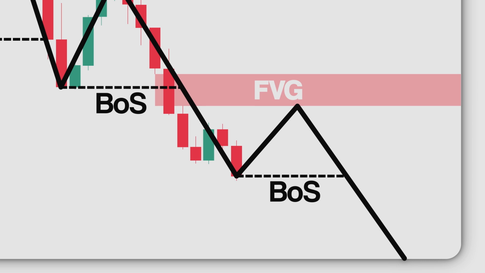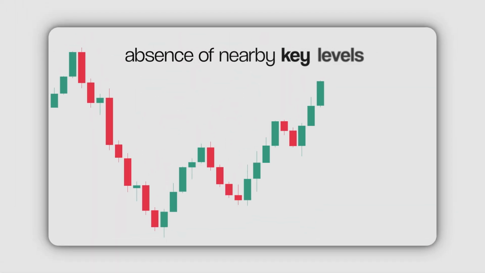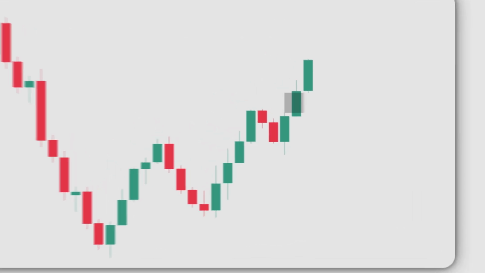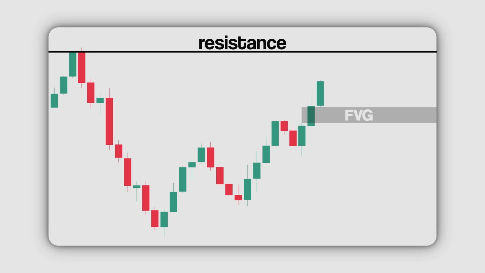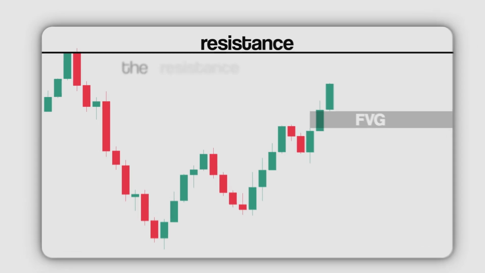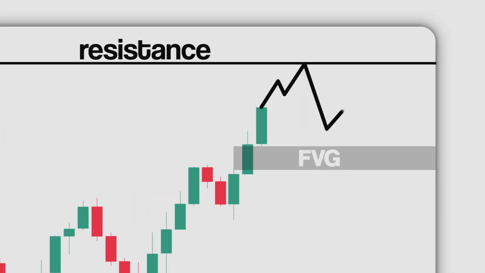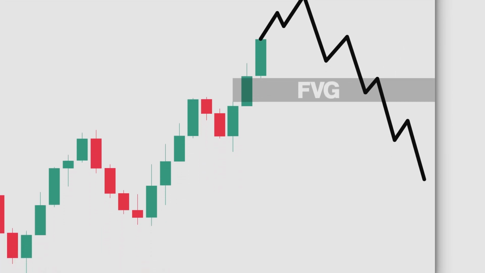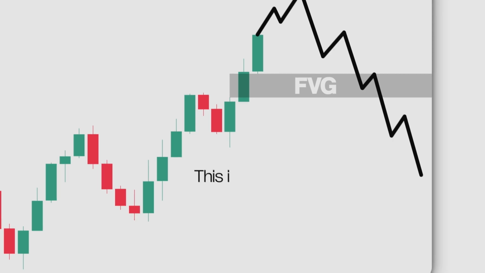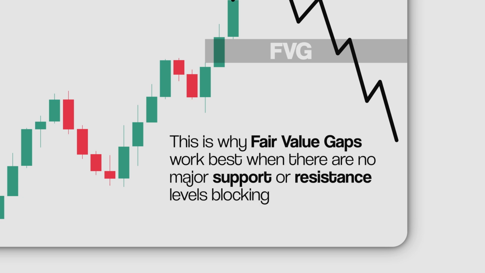Another sign of a high-quality fair value gap is the absence of nearby key levels. On this chart, we see a bullish fair value gap, but there is a strong resistance zone located directly above it. In this situation, the resistance may be stronger than the fair value gap itself. As a result, when price retraces into the fair value gap, instead of reacting and moving higher, price is more likely to break through the fair value gap and continue in the opposite direction. This is why fair value gaps work best when there are no major support or resistance levels blocking the move.